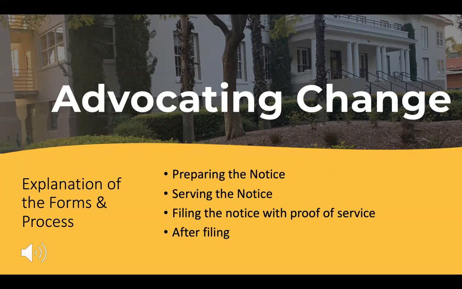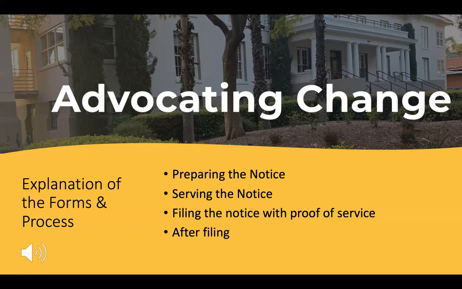Now here is the explanation of forms and process. First is preparing the notice. The notice of appeal must be filed before the deadline for the type of case you may have with the correct form, such as limited or unlimited civil case. Making at least 2 copies of the notice, one for yourself and one for the opposing party, and the originals for the court. Then serving the notice.